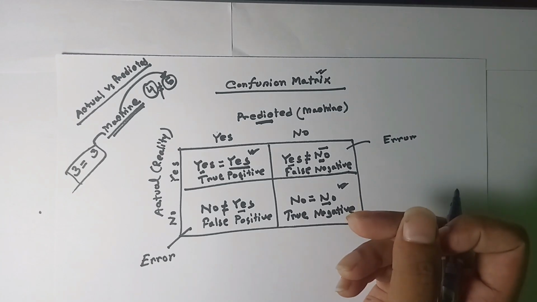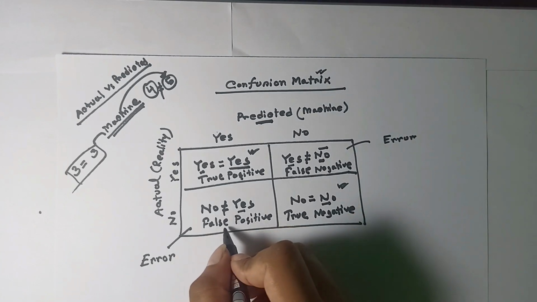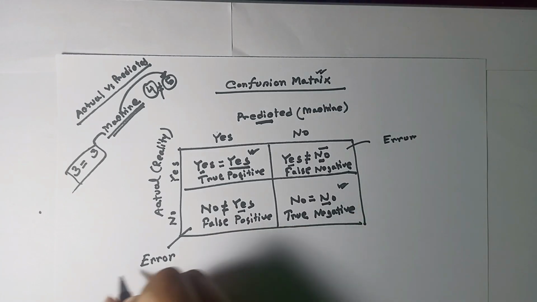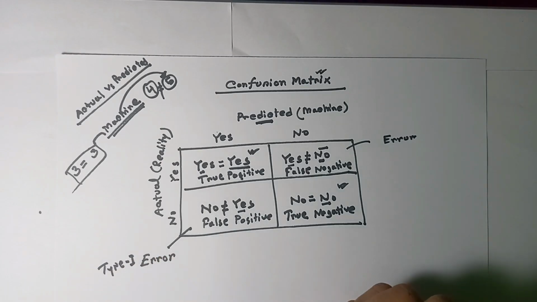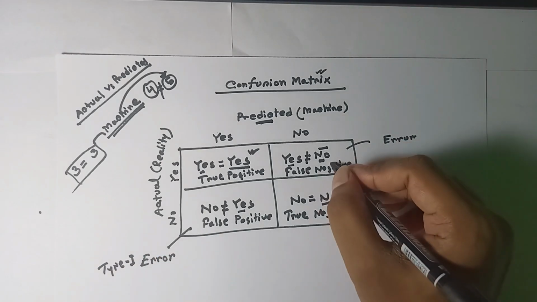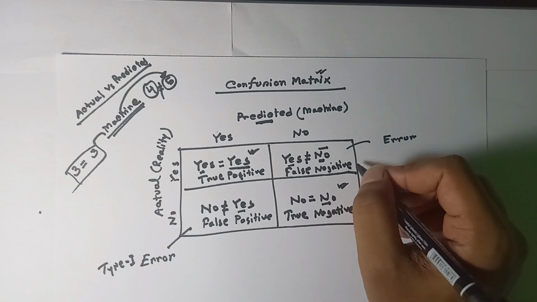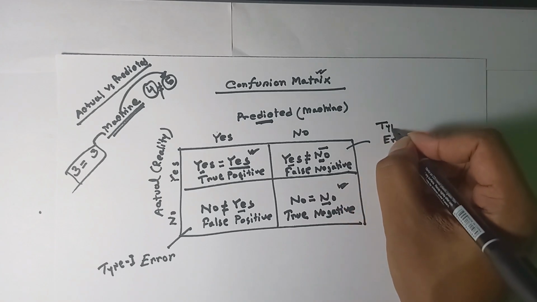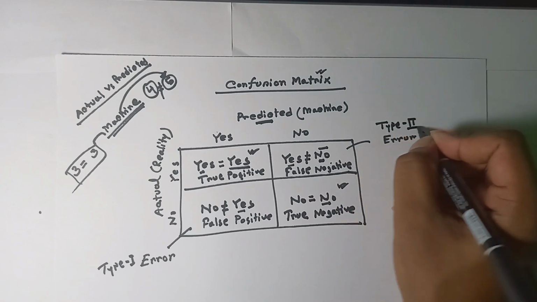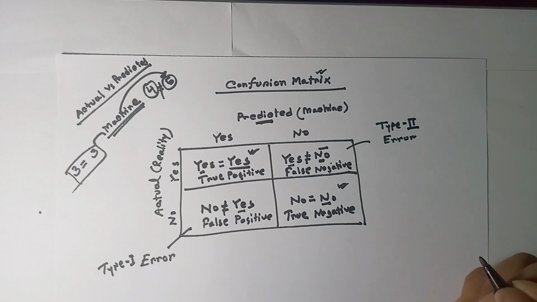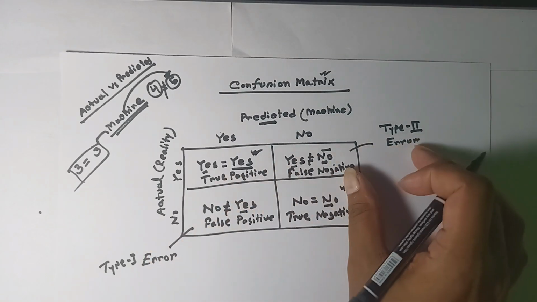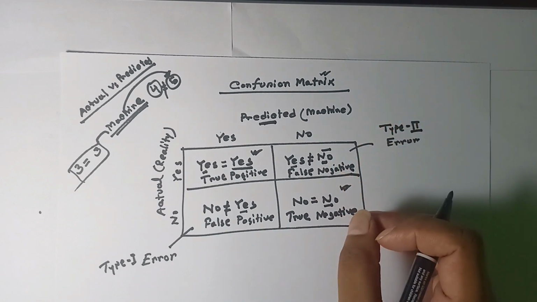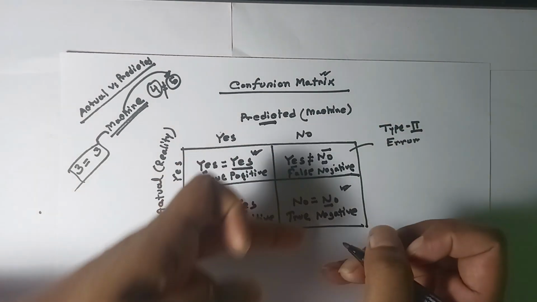Can you guess one? Yes, if you see this is a false positive, it's nothing but type 1 error. And if you see this error, false negative, it is nothing but type 2 error. Now there's a question. What is type 1 and type 2 error? I will cover it later.